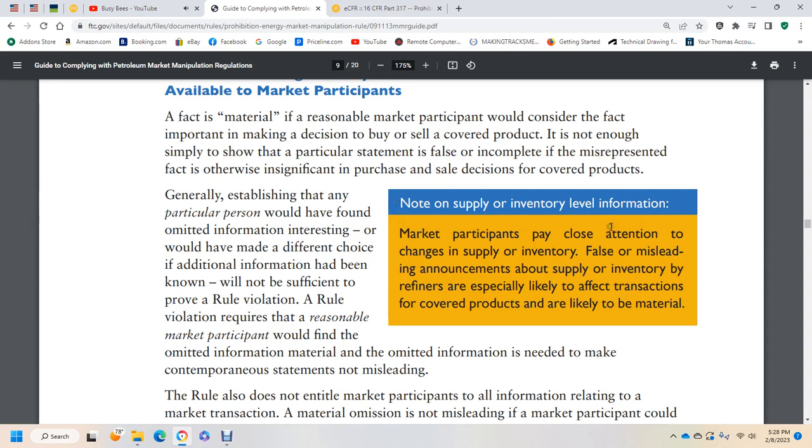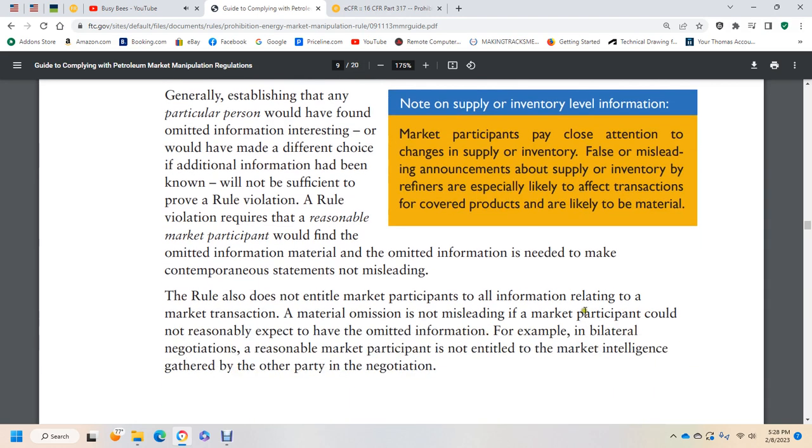Market participants pay close attention to changing supply and inventory levels, so false or misleading announcements about the supply of inventory, especially by refiners, are likely to affect transactions in covered products and are likely to be material.